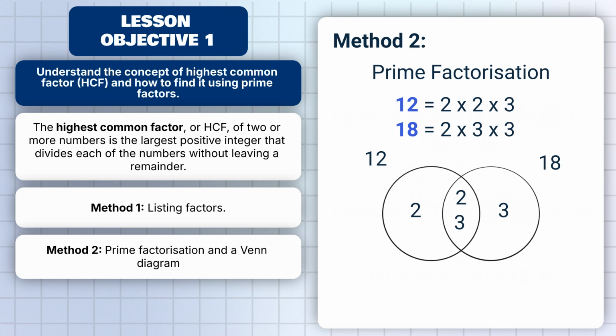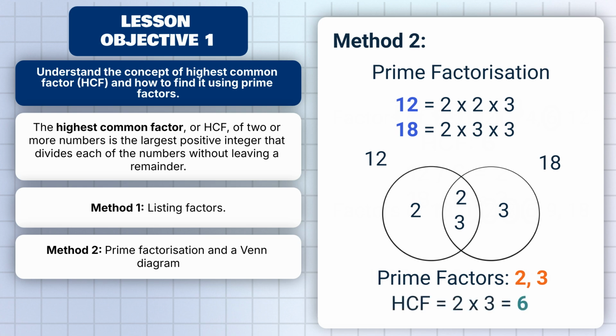Step 3, identify the intersection. The intersection of the Venn diagram represents the common prime factors. Both 12 and 18 share the prime factors 2 and 3. Step 4. Find the product of the intersection. Multiply the prime factors in the intersection to find the HCF. HCF equals 2 times 3 equals 6. So the highest common factor of 12 and 18 is 6.